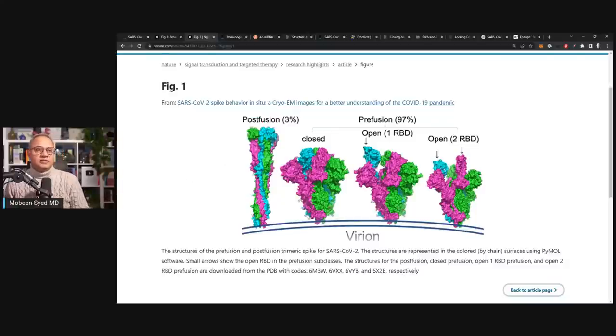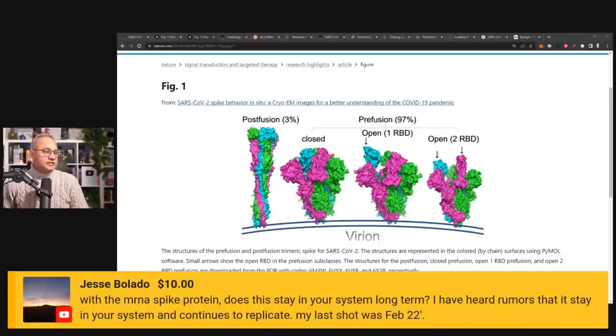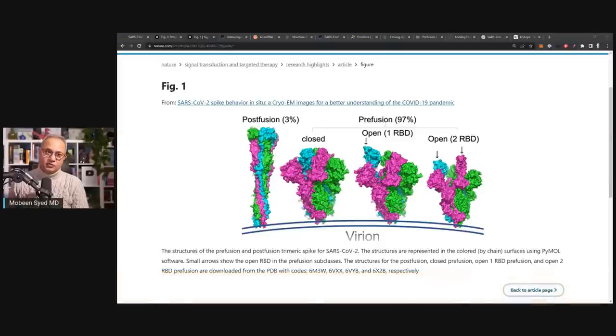So let me just quickly answer this question. Jesse says, with the mRNA spike protein, does it stay in your system long term? I have heard rumors that it stays in your system and continues to replicate. My last shot was Feb 22. So no, it does not. And yes, those rumors we have all heard. And no, it does not happen that way.